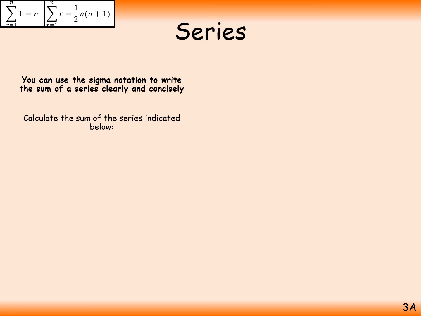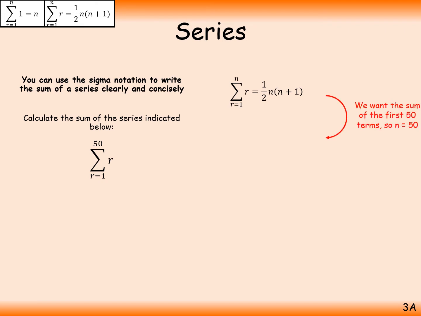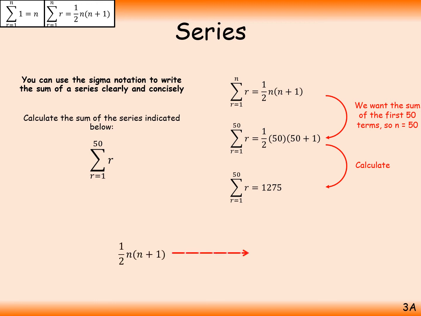Now what I need to do is calculate the sum of the series for this one. Pause the video and have a go at this. We want the sum of the first 50 numbers, so starting at 1 all the way up to 50. We plug into the formula: half bracket 50, bracket 51. If we calculate this, we get 1,275. And obviously, you could also write it in that form if you prefer.